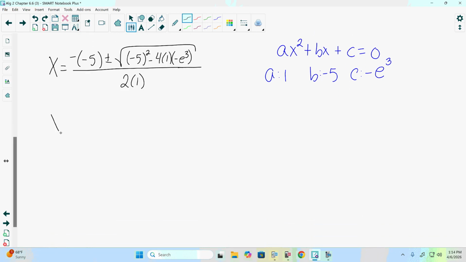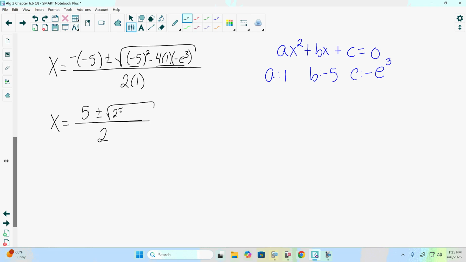Negative negative 5 is going to be 5. On bottom, 2 times 1 is 2. Now, normally, at this point we'd plug everything inside the radical in the calculator and let it simplify for us. But unfortunately, e cubed, it being an irrational number, is going to turn that whole thing into a decimal. So instead of doing that, we're going to simplify the two parts.